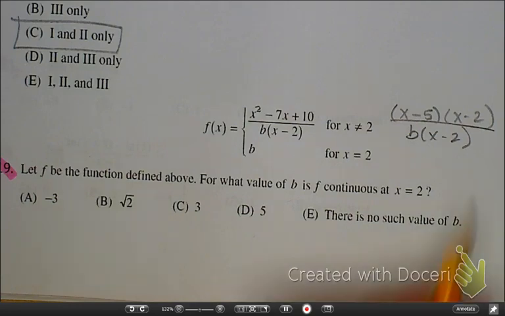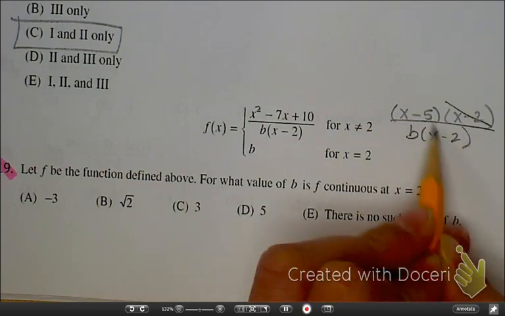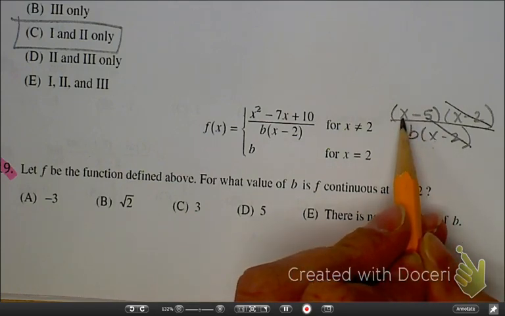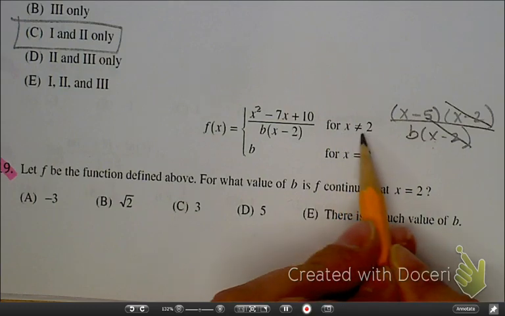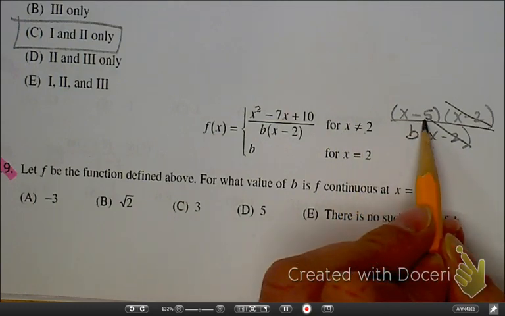So there is a hole in the graph at 2 because we have that factor in common on the top and bottom. So if we get rid of that hole, we can reevaluate the limit by direct substitution. So if I plug 2, which is where the hole is, into this function, I get 2 minus 5, which is negative 3.